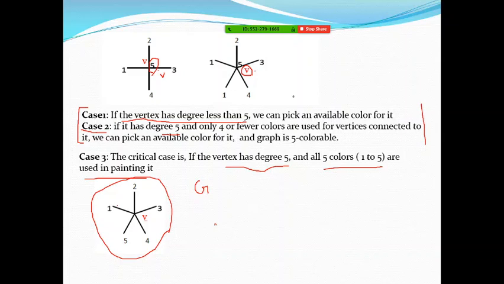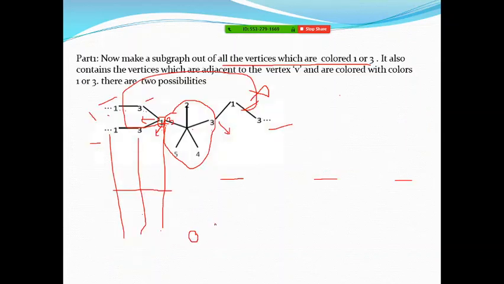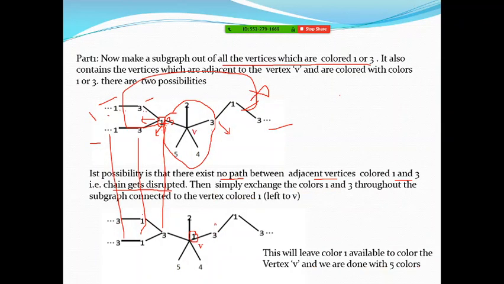In case 3, when the degree of every vertex is 5 and all the 5 colors are used, in one possibility we have shown that yes, you can use this color 1 to paint this vertex V, and the job is done, and only 5 colors are used. So this color number 1 is available and we can paint this. Now what was another possibility? The second possibility is that this 1 3 1 3 1 3 chain is not getting disrupted, but a closed path is there, means a path is there connecting this 1 3 1 3, and finally it is stopping at this point. That means a path is there.